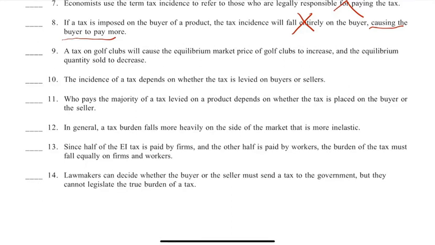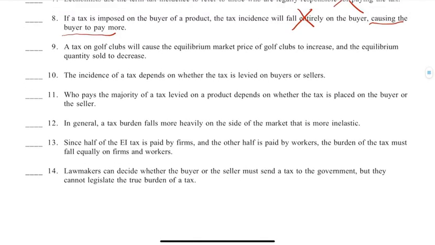Well, this is actually correct, right? So let's say this is the market, then the initial equilibrium is here. After imposing a tax, you can see that the price will be here and the quantity will be here. The statement is that the equilibrium market price of golf clubs will increase and the equilibrium quantity will decrease.